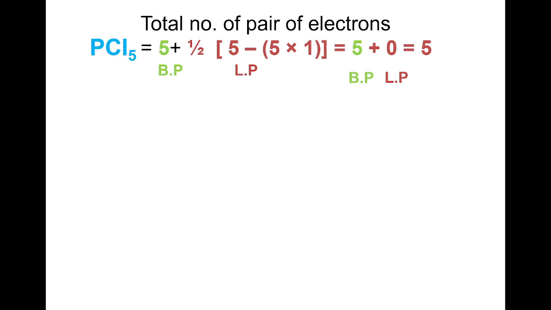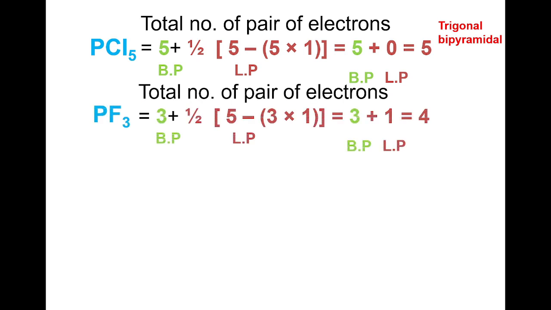Let us discuss another molecule, PCl5. There are 5 surrounding atoms, and phosphorus is the central atom. The number of outermost electrons of phosphorus is 5, minus 5 into 1, where 1 is the valency of chlorine. So 5 plus 0: 5 bond pair, 0 lone pair, and the shape of PCl5 will be trigonal bipyramidal.